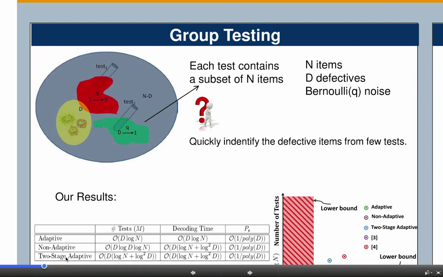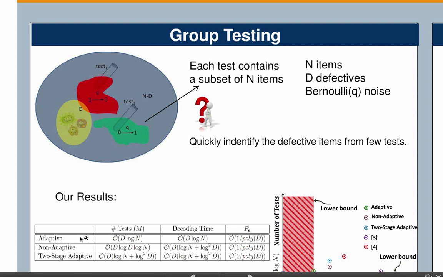And we also look at something called two-stage adaptive. Here, we can divide the testing procedure into 2 stages. The groups for the second stage can depend on the outcomes from the first stage, but within the stages, the procedures are non-adaptive. Right, so for each of these 3 cases, we come up with very fast and efficient algorithms.